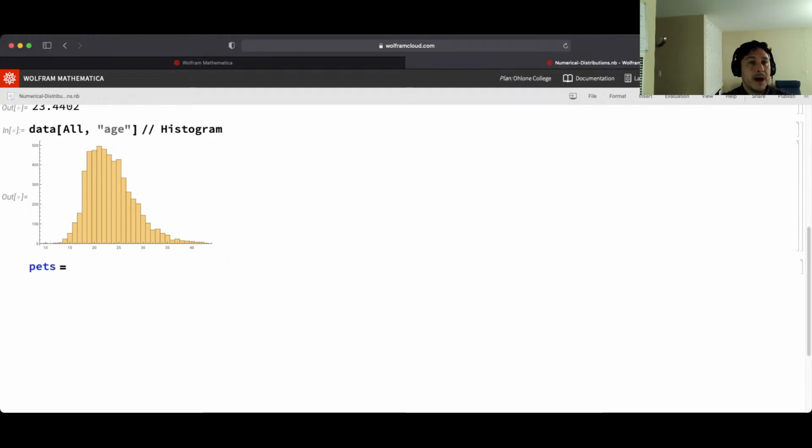In a homework problem, they might give you a bunch of numbers, and you're going to need to have Wolfram calculate stuff for you. So you give it a name, and then you write equals, and then you put a curly bracket, and then you just type in the numbers separated by commas. So this person had 0 pets, 1 pet, 1 pet, 0 pets, 0 pets.